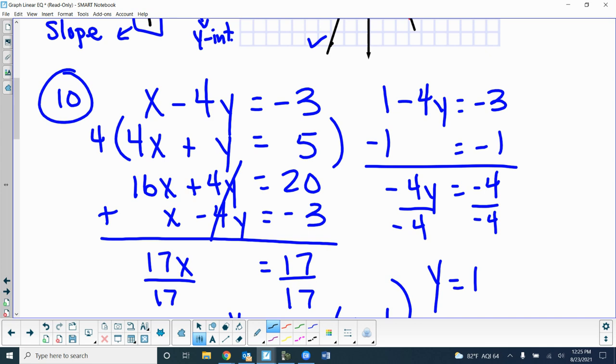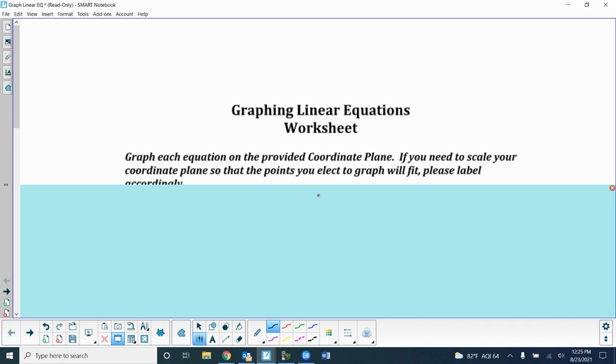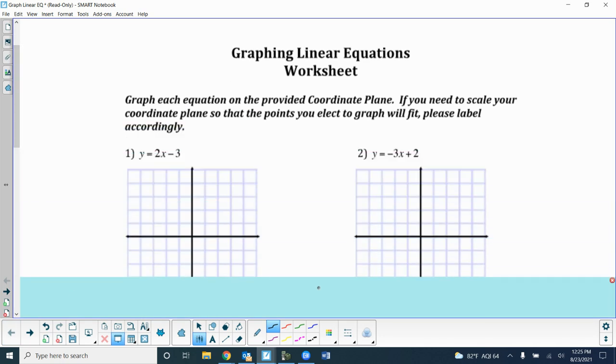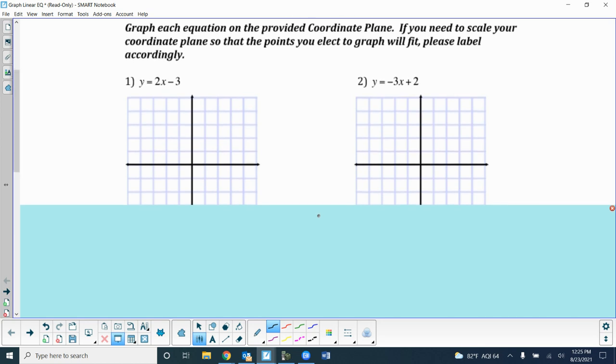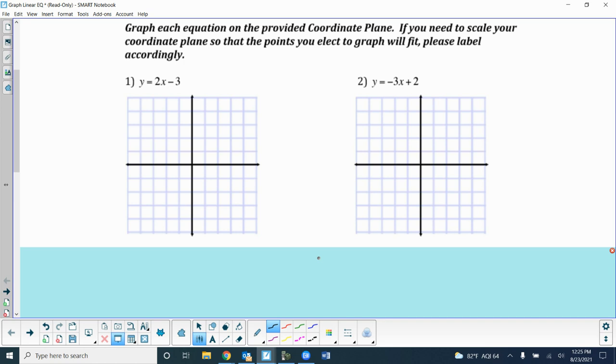Okay. All right, let's go back, get out that graphing sheet that you started with, please, and do numbers 3 and 4. You already did. Oh, we didn't go over them yet, did we? All right, let's go over them. I'm getting ahead of myself. All right, so y is by itself in both. So negative 3 is my y-intercept.